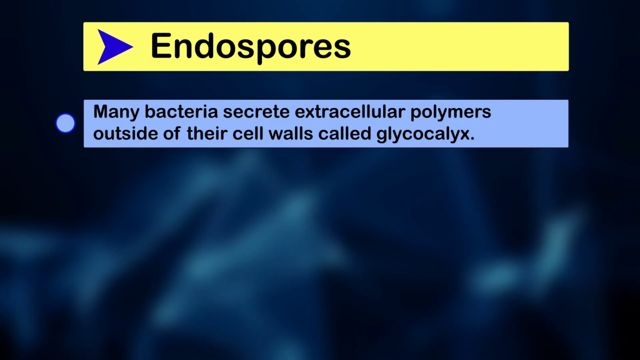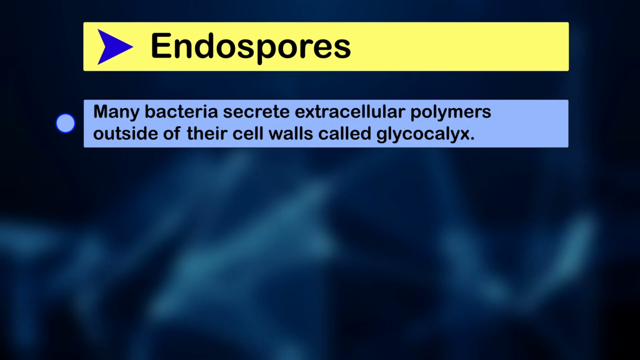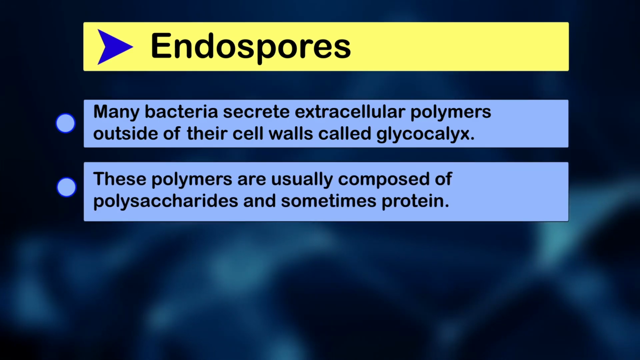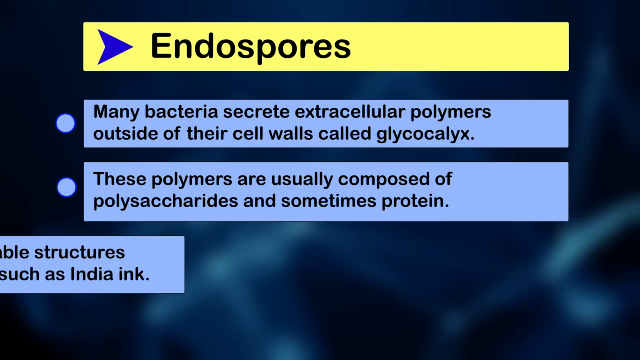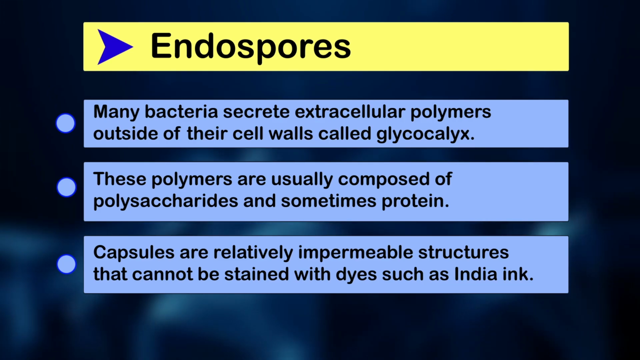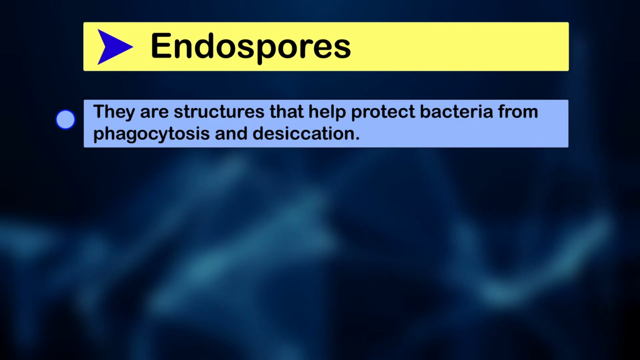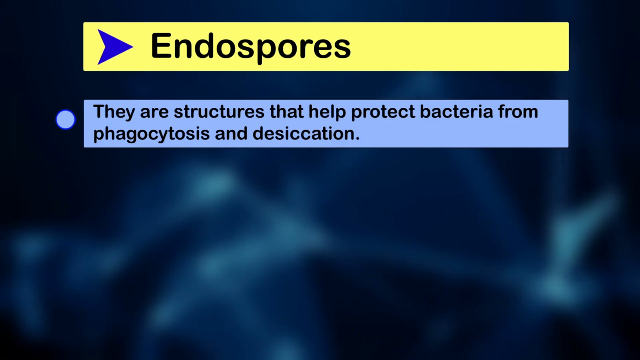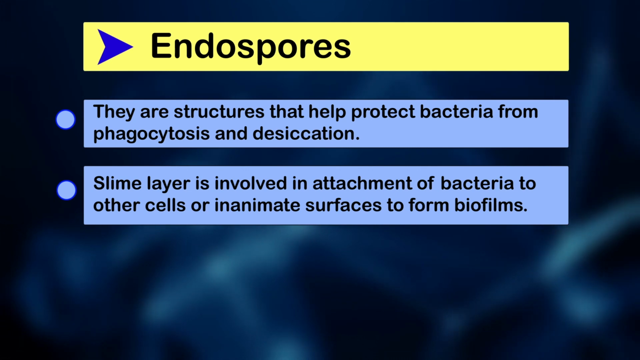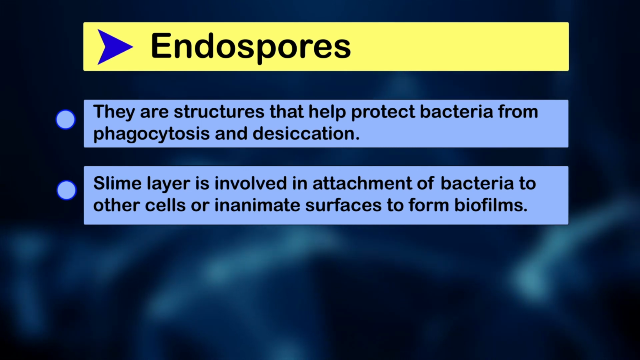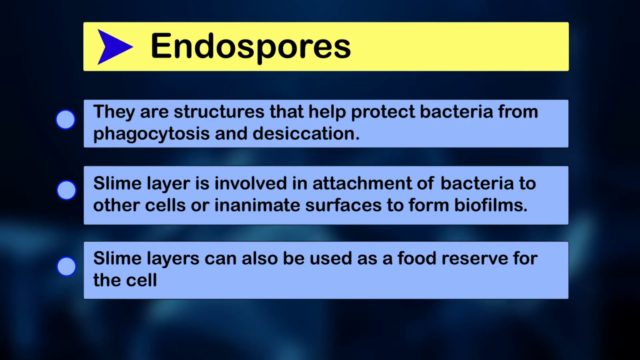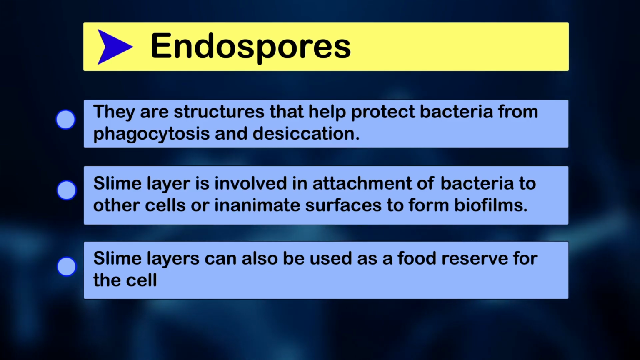Many bacteria secrete extracellular polymer outside of their cell wall called glycocalyx. These polymers are composed of polysaccharides and sometimes protein. Capsules are relatively impermeable structures that cannot be stained with dyes such as India ink. These structures help to protect bacteria from phagocytosis and desiccation. The slime layer is involved in the attachment of bacteria to other cells or inanimate surfaces to form biofilm. The slime layer can also be used as a food reserve of the bacterial cell.